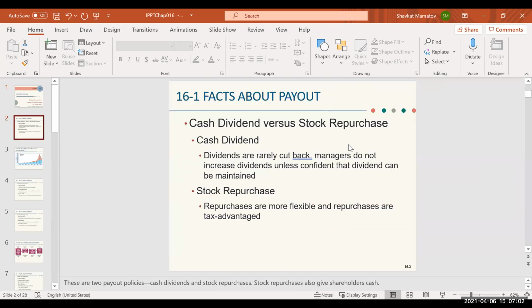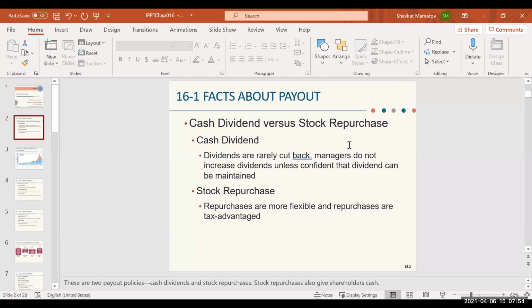So, comparing cash dividends to stock repurchases. If dividends are paid to the shareholders, there are a number of things that we can observe that companies do, from research and from asking company managers how they go about their payments of dividends. We find that dividends are rarely cut back once they announce a payment of $1 dividend, for example. Then in the future, the management tries to pay at least the $1. So they don't like to cut back because of the information content of the dividend.